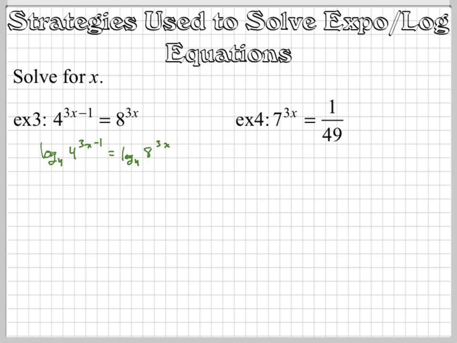And then hopefully you did something like this. You crossed out these because they have the same bases. They're inverse operations, which is why you did log base 4. And we can drop this 3x, right? Because it's an exponent. So I have 3x times log base 4 of 8.